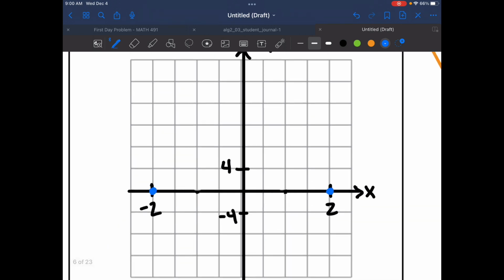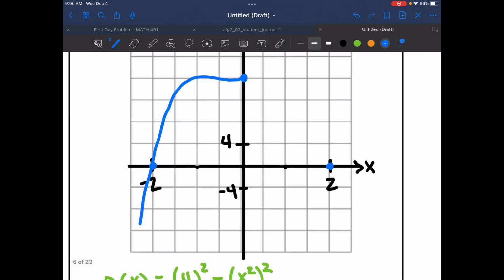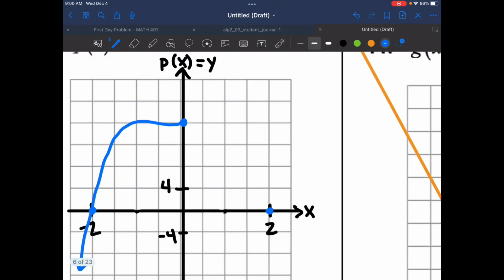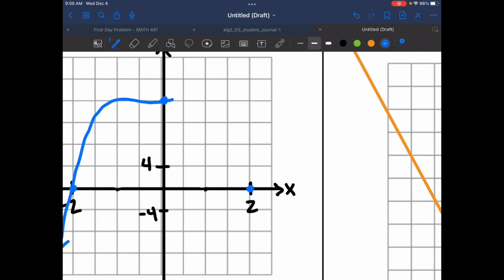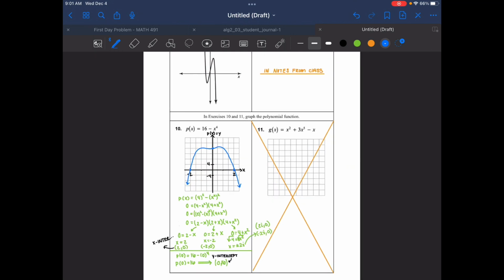So 4, 8, 12, 16. There we go. I like this one a little bit better. And again, it doesn't have to be perfect. We are curve sketching here. Awesome.